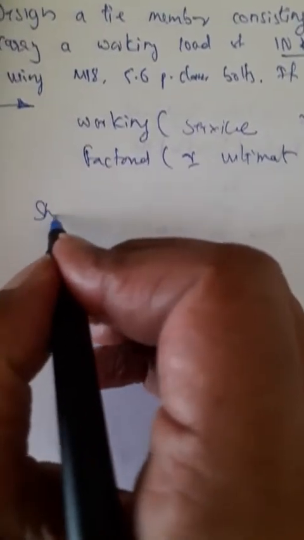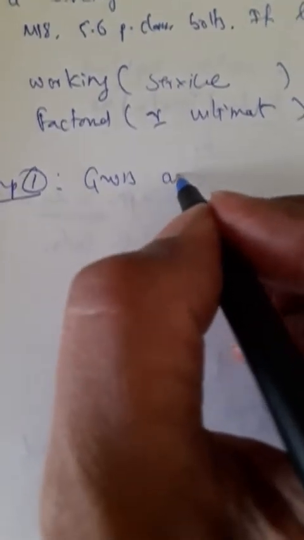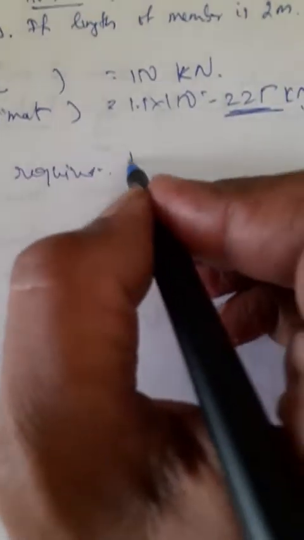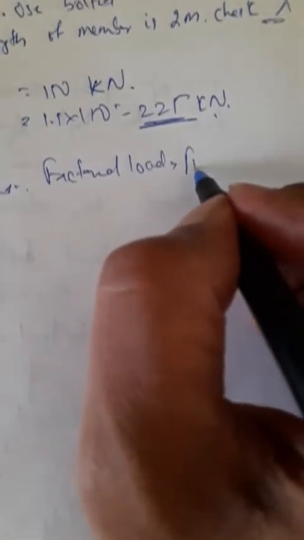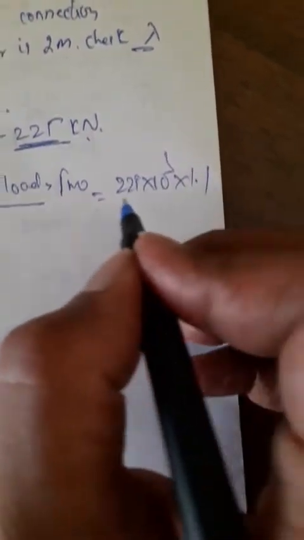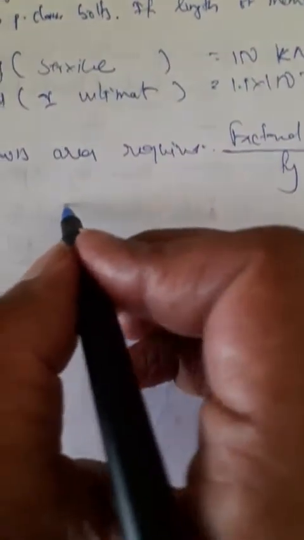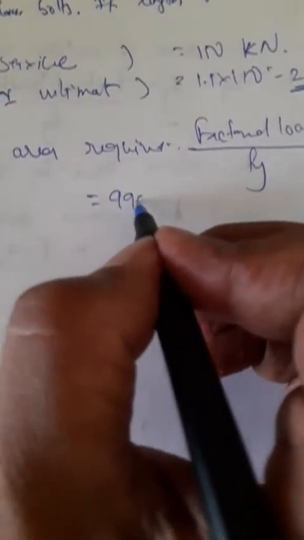First step, I have to find cross sectional area. Gross area required is equal to factored load into partial safety factor divided by Fy. So you have the answer. Factored load is 225 into 10 raised to 3 newtons, partial safety factor 1.1, yield stress 250. So Ag required is 990 mm square. This much gross area is required.